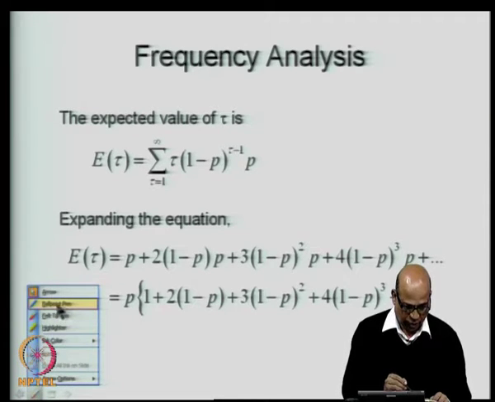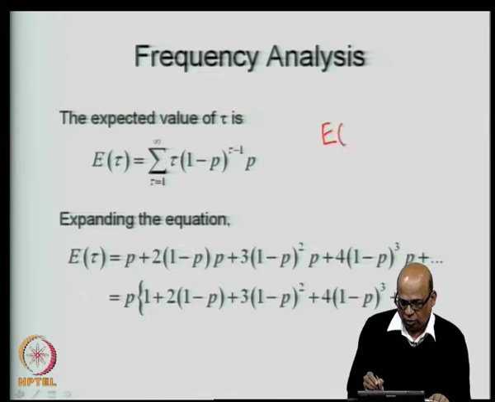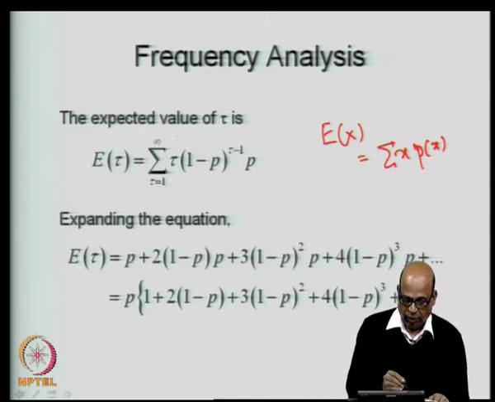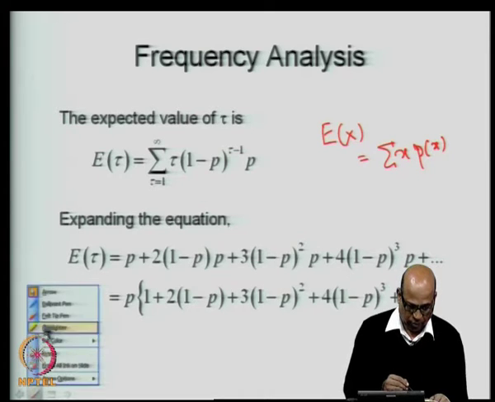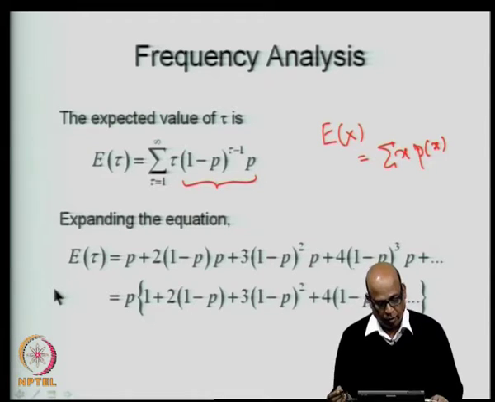So, let us recall how we defined the expected value. Remember, we wrote the expected value of a random variable, when the variable is discrete, as the sum of x p of x for i equal to 1 to infinity. In the same way, we now define it for the random variable tau: the value of tau itself multiplied by the probability of occurrence. So, x into p of x gives the expected value. This is how we get the expected value of tau.